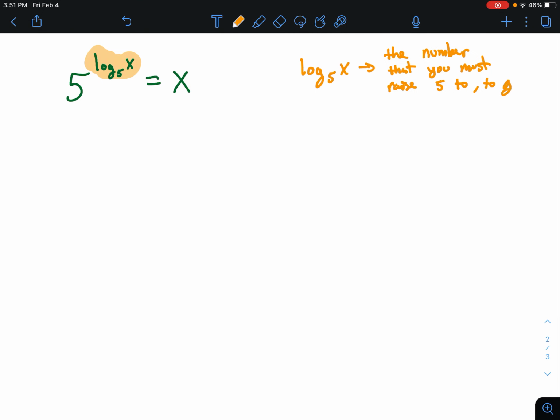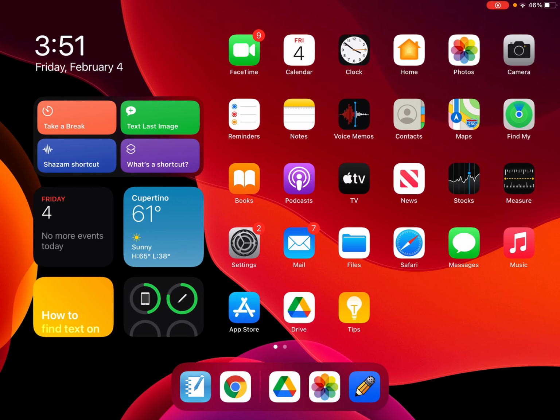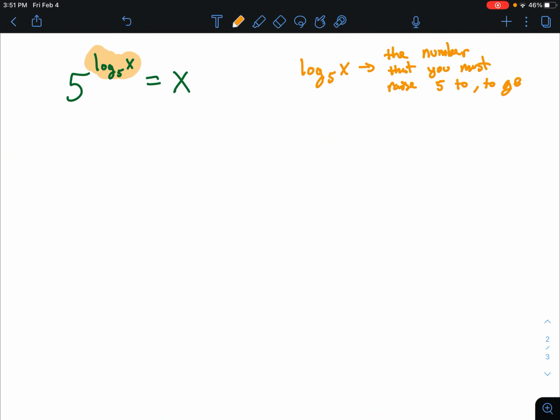to get x. Okay, so log base 5 of x represents the number that you must raise 5 to get x. And so if we raise 5 to the number that you must raise 5 to get x, of course we are going to get x.